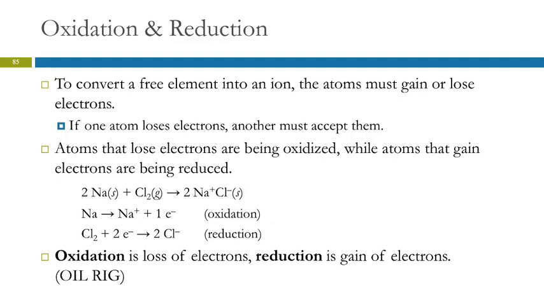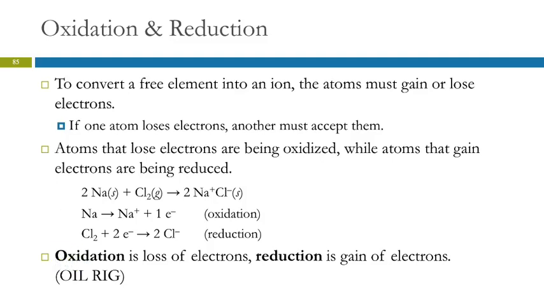So if one atom loses an electron, there has to be another one to take the electron. There's not a homeless shelter for electrons where you can go and adopt one if you need one, or discard one if you don't. The electrons are always passed off to another atom or ion. So oxidation and reduction are always happening together. In this sodium and chlorine reaction, the sodium is losing an electron, and the chlorines are gaining electrons.